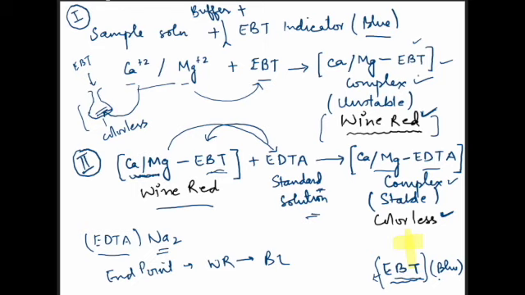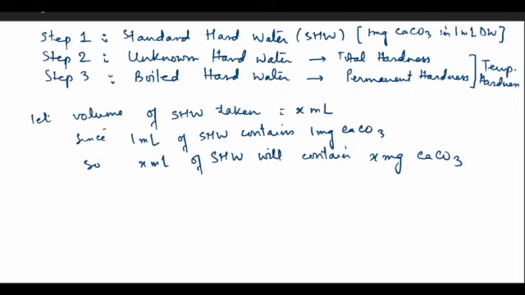Now, since the metal ions have broken their bond with EBT, this wine red complex is unstable in nature, whereas the final complex formed between the metal and EDTA is stable, because the metals don't come out of this complex; they don't break their bond with EDTA. So the final color change, the end point, is wine red to blue.